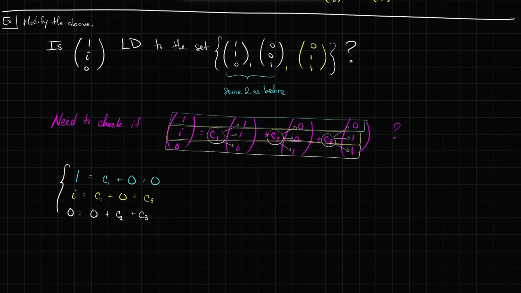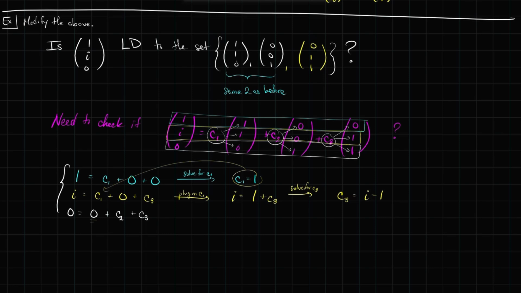As always, we'll use the substitution method, and the first equation makes my life really easy. To solve for C1, it just tells me that C1 is equal to 1. I can use that in the second equation. I could try to use it in the third equation, but there is no C1 there, so it doesn't need to occur. If I plug in C1 in the second equation, I get i equals 1 plus C3. Now I can solve this for C3: subtract 1, and I recover i minus 1 for C3.